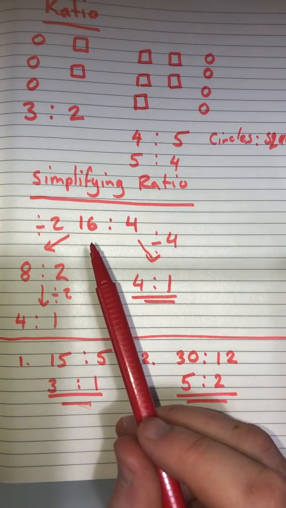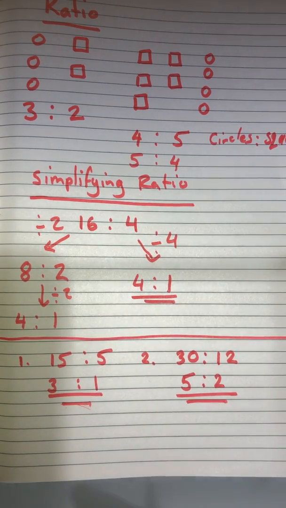Okay, in all my examples, the highest number's been first. That's not always the case. The ratios could have been the other way around. Okay, so give the worksheet a wee go now and see how you got on.